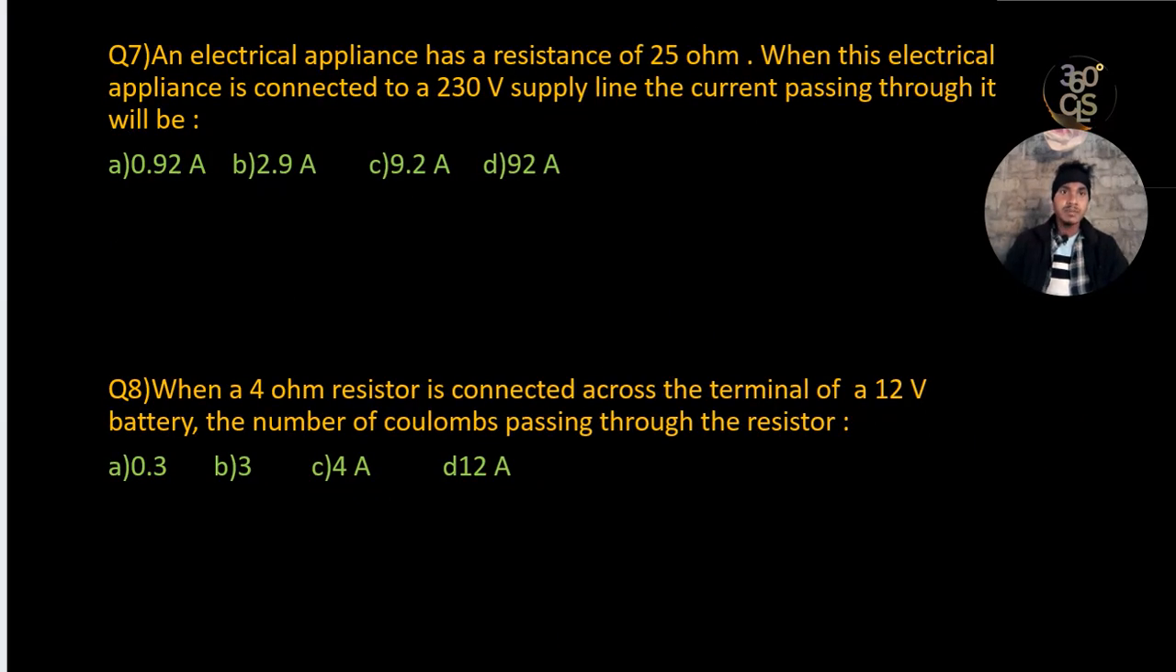So the next problem is, an electrical appliance has a resistance of 25 ohm. When this electrical appliance is connected to a 230 volt supply line, the current passing through it will be, so we have to find the I. So we have given resistance R is equal to 25 ohm. Then when this appliance is connected to 230 volt, that is V is equal to 230 volts.